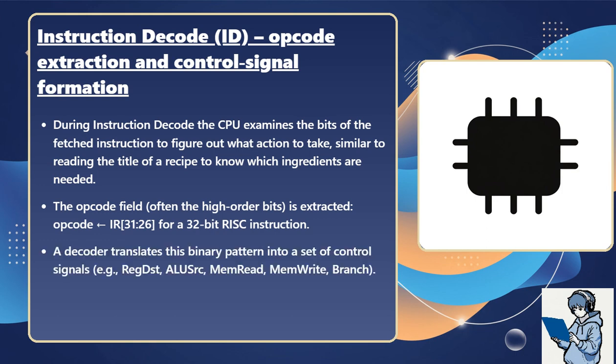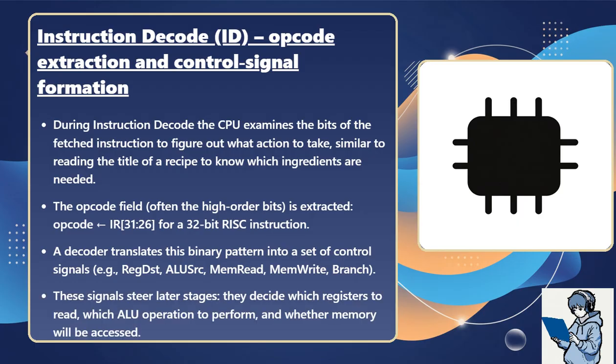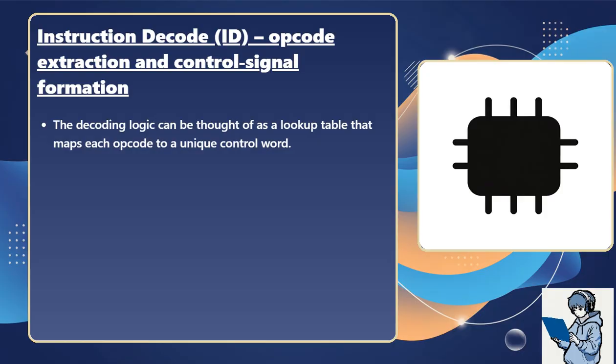A decoder translates this binary pattern into a set of control signals, for example RegDst, ALUSrc, MemRead, MemWrite, and Branch. These signals steer later stages. They decide which registers to read, which ALU operation to perform, and whether memory will be accessed. The decoding logic can be thought of as a lookup table that maps each opcode to a unique control word.